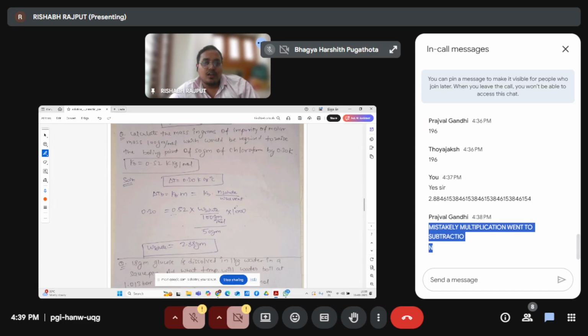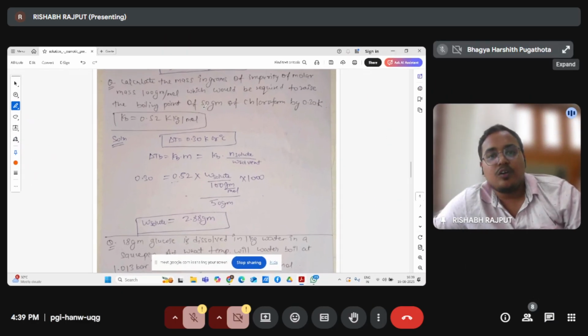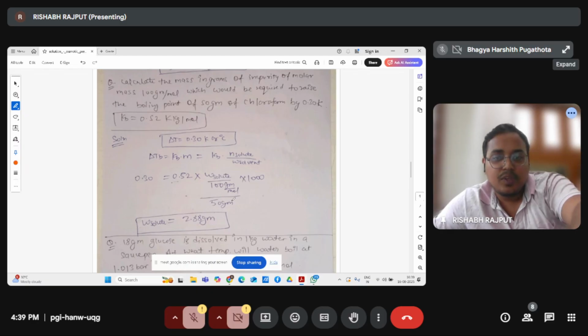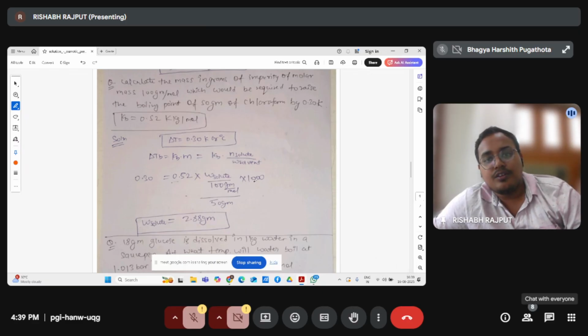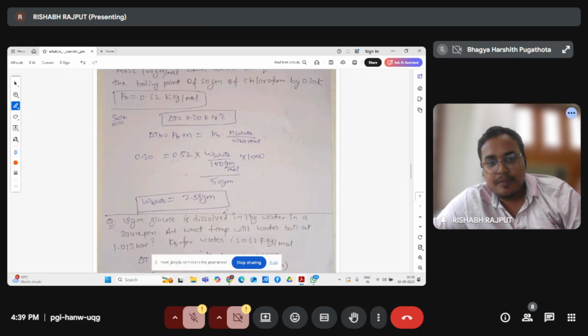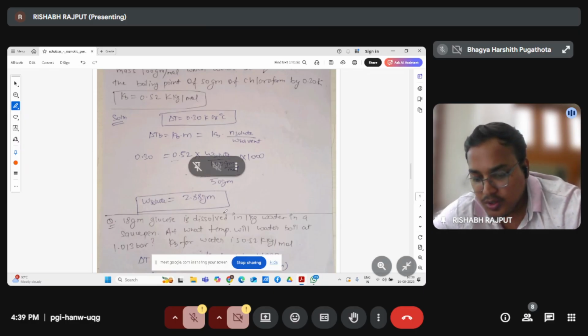On the downside you see weight of solvent, and weight of solvent is given as 50 gram. You can put it here. Here the weight of solvent is in gram, that is why we multiply by 1000 here. If you solve this expression, you will get 2.88 gram. Okay. Anyone have confusion in this question?